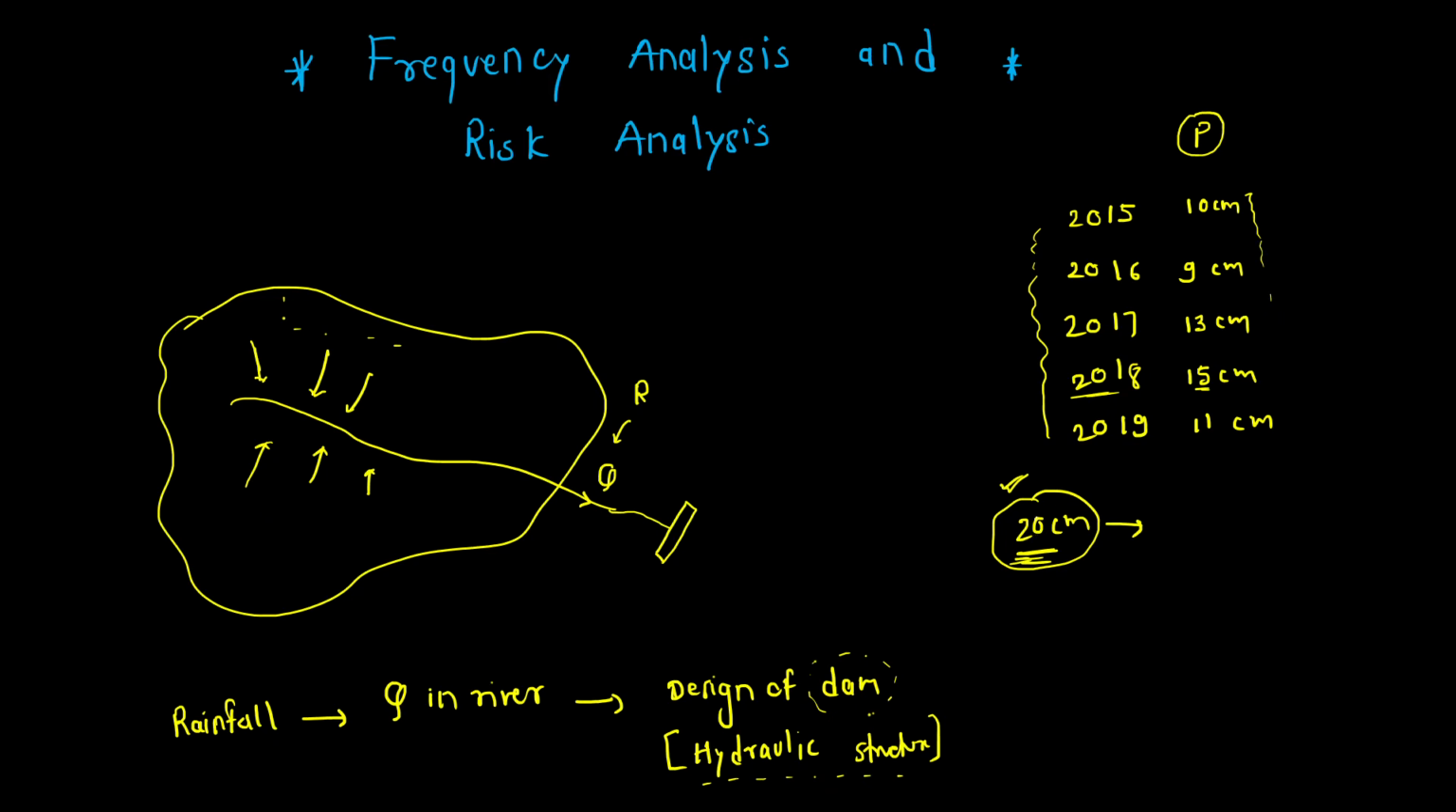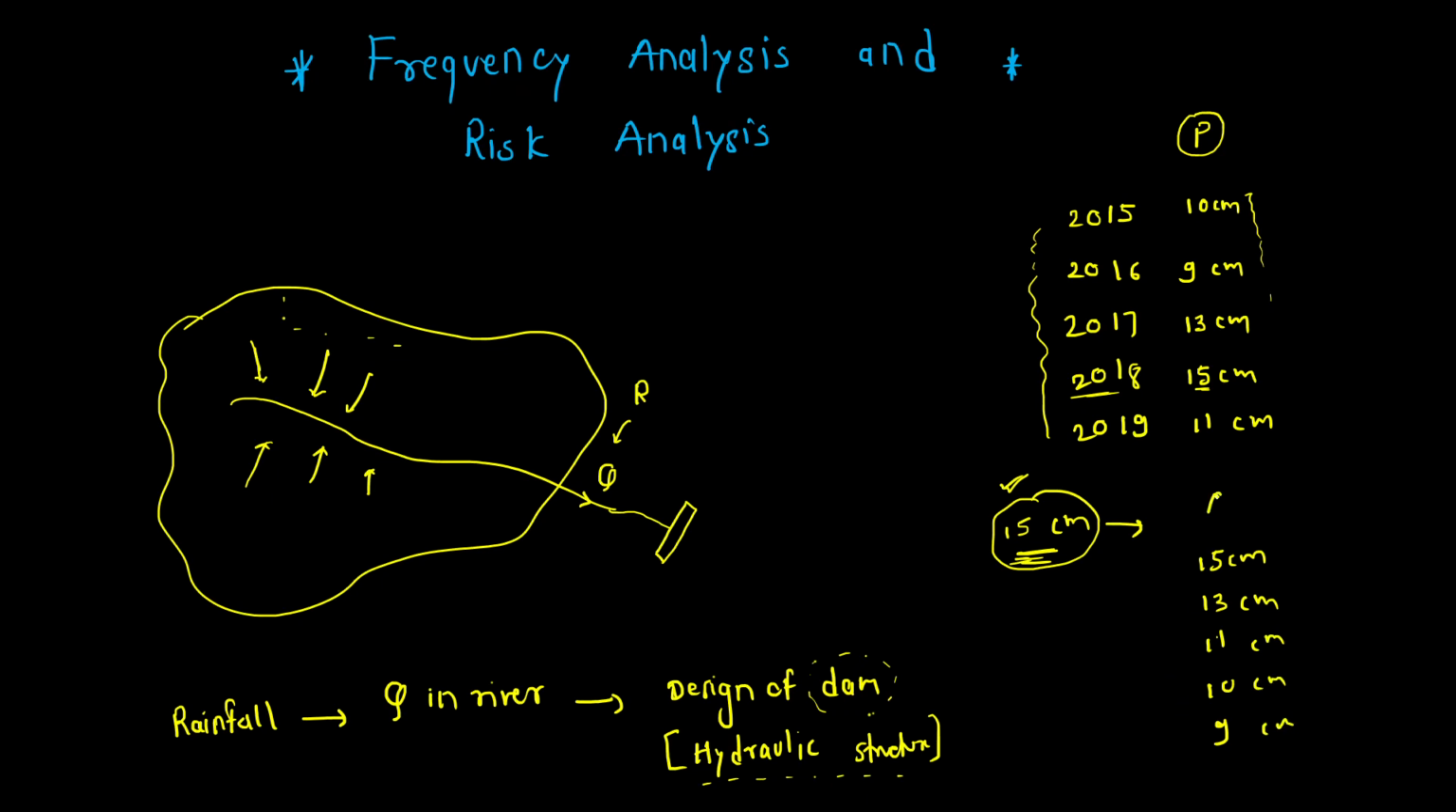So right now, instead of this 20 centimeter, we'll remove this 20 centimeter and keep 15 centimeter, because 15 centimeter is present in our data and it is the highest rainfall. So we will arrange this data in descending order. Which is the highest one? 15 centimeter. Then next is 13, then 11, 10 and 9 centimeter. So this is the decreasing order.